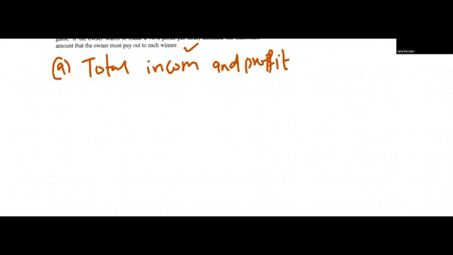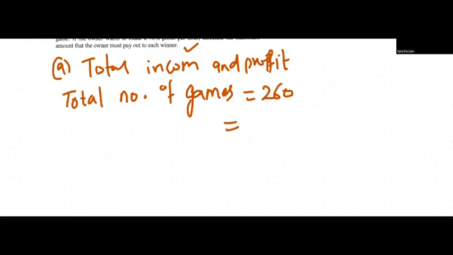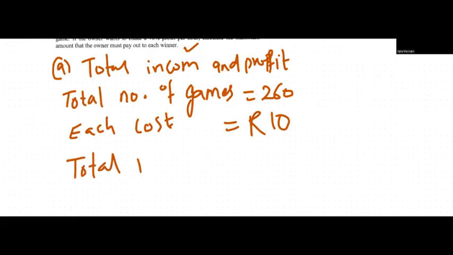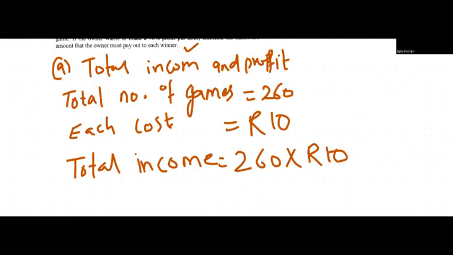So we can say that the total number of games is 260, and each costs R10. So for the total income, we have to multiply 260 with R10. So the answer is R2600.